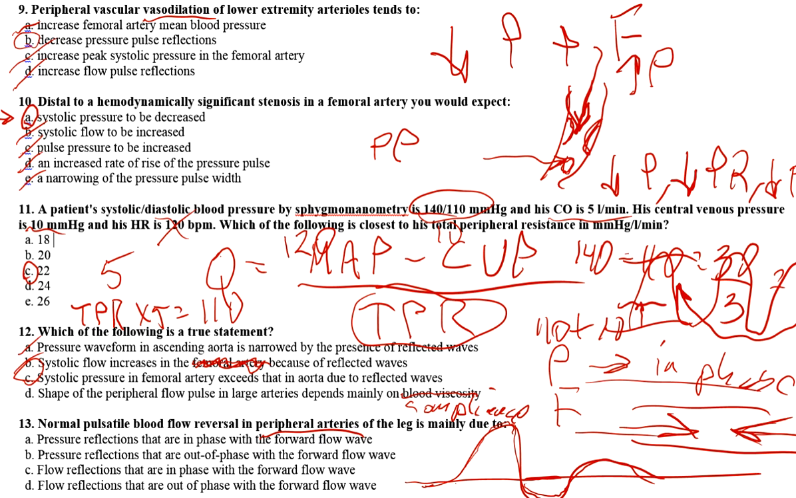Okay, so let's look at our answer choices. Pressure reflections that are in phase with the forward flow wave. The reversal has to do with the flow wave, so we can take away A and B because pressure is not what we're looking at. Flow reflections that are in phase, okay, they're not, they're out of phase, so it's D, flow reflections that are out of phase.